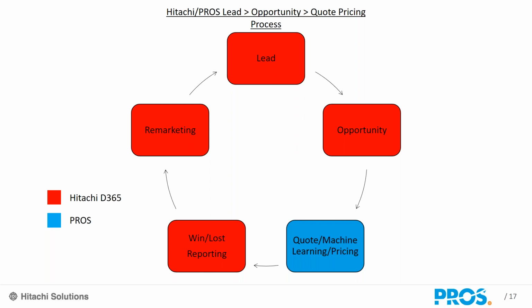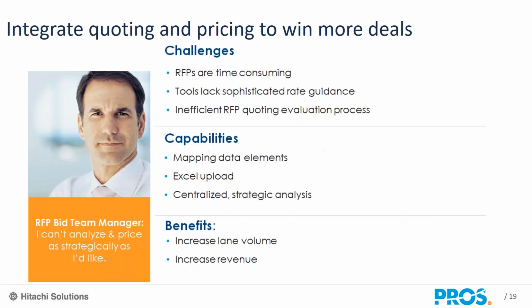From that quote and that RFP response, we'll perform the win-loss reporting. And then we'll be utilizing that win-loss reporting to do remarketing, which will lead us back to the lead itself. So it's one closed loop process that's enabled by technology and by data science to make it quicker, faster, and smarter. So next slide, James. Let's lead us through this demo.